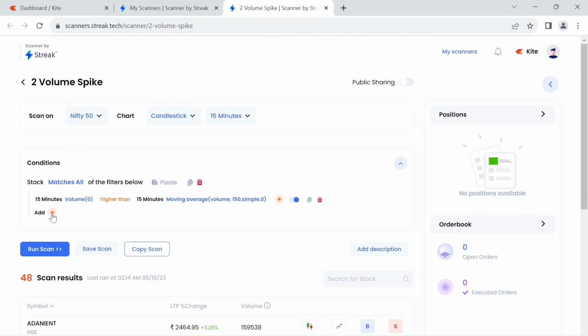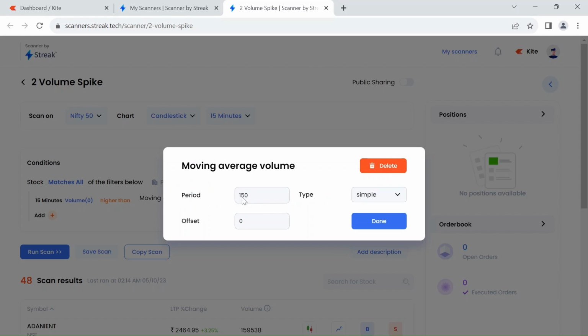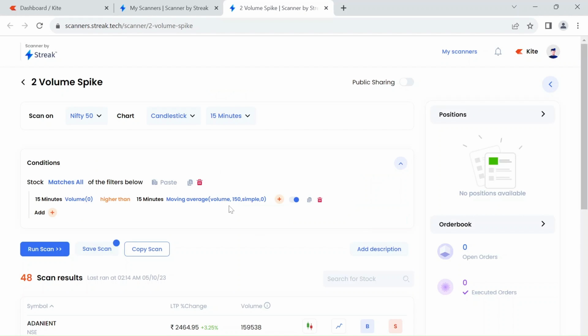So I gave the 15 minutes volume is higher than the 15 minutes moving average volume of the last 150 candles. This is the number I just gave on the go, but you can make it 50 or you can make it 100, and based on your view you can make that number. But overall I am just checking whether my 15 minutes volume is higher than the past moving average volume.